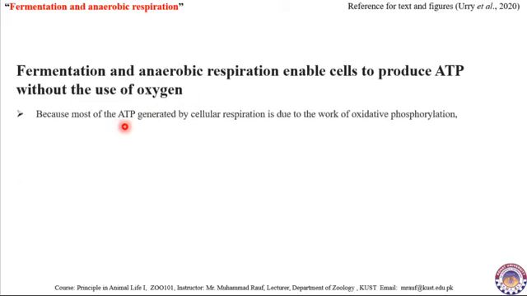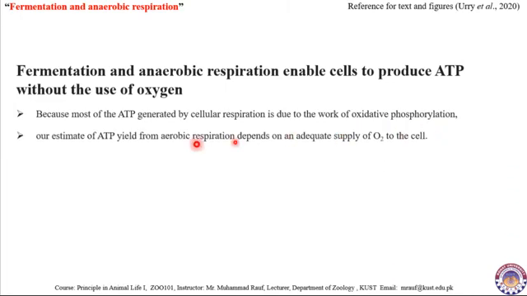Because most of the ATP generated by cellular respiration is due to the work of oxidative phosphorylation, which takes place in the electron transport chain, where there is a series of reduction and oxidation reactions. So the bulk of ATP is produced in the electron transport chain through oxidative phosphorylation. Our estimate of ATP yield from aerobic respiration depends on an adequate supply of oxygen to the cell.